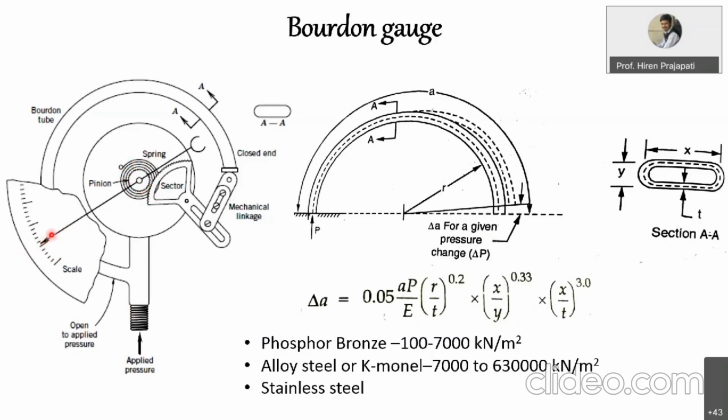Then if you look in that video, what they have done is they have tightened this coil spring. By doing this, you are changing the stiffness of the spring, and again you are bringing this pointer back to the 0 value. Right? So this is what they have done in removing that 0 error, which is present in the bourdon tube pressure gauge.